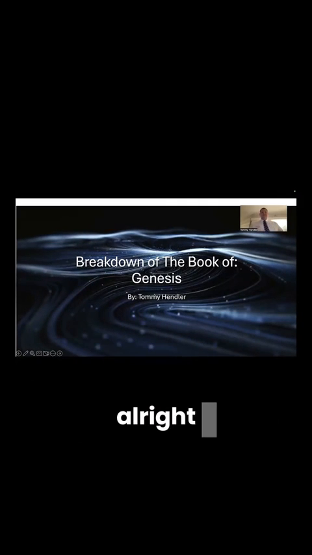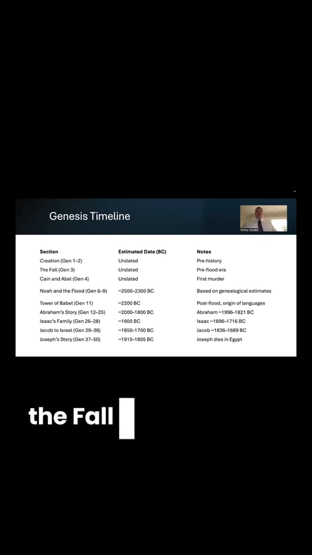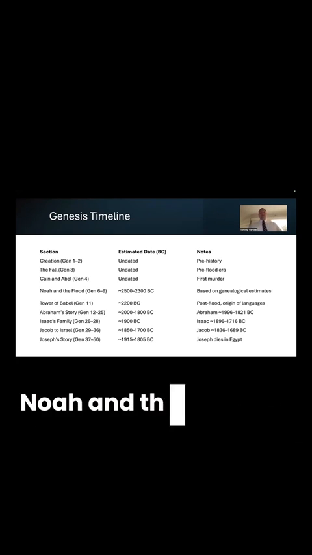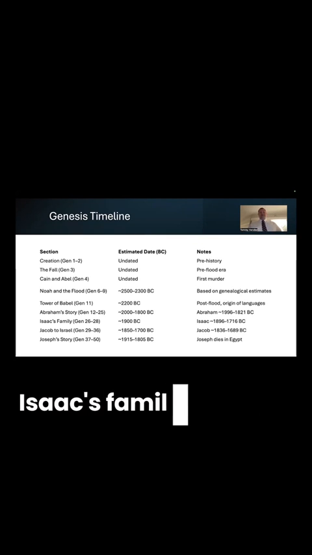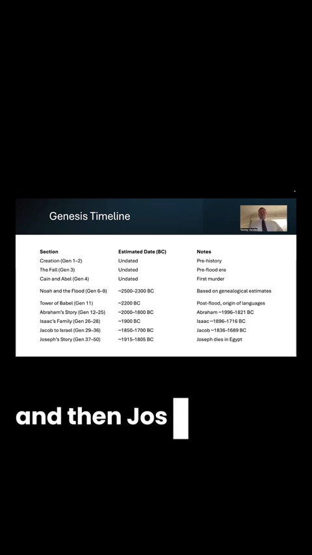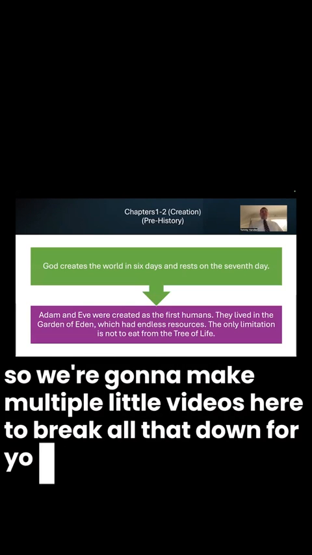All right. So Genesis breaks down into creation, the fall, Cain and Abel, Noah and the flood, the Tower of Babel, Abraham's story, Isaac's family, Jacob to Israel, and then Joseph's story. So we're going to make multiple little videos here to break all that down for you.